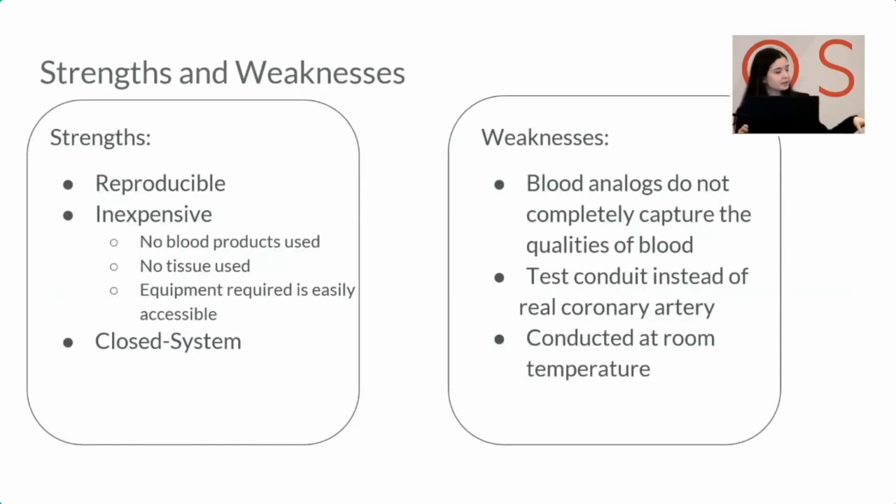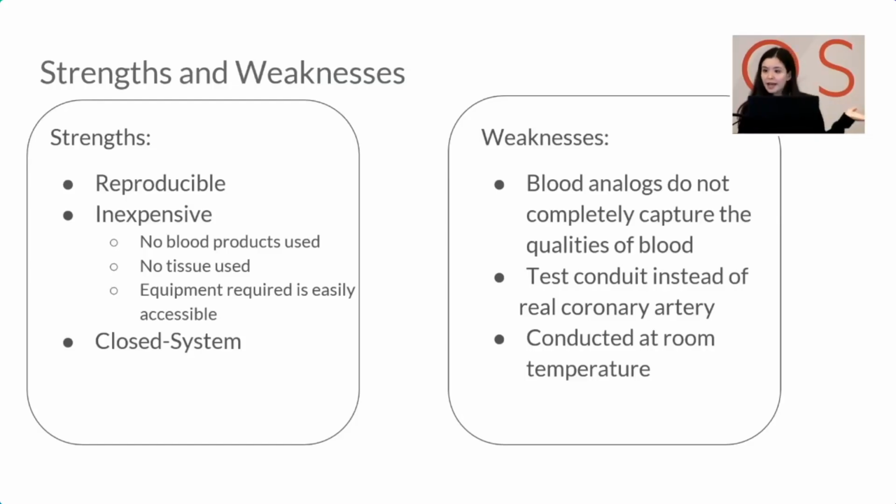So our strengths, as mentioned earlier, is we are reproducible. We used inexpensive equipment. We didn't use real blood tissues. We didn't use real blood. So all of our equipment doesn't have to go through rounds of testing. It doesn't have to go through rounds of approval. And it's also an entirely closed system, so all of the pressure is maintained in itself.